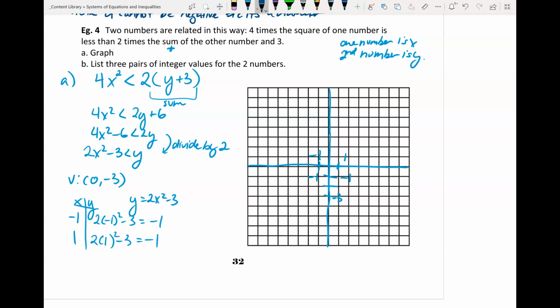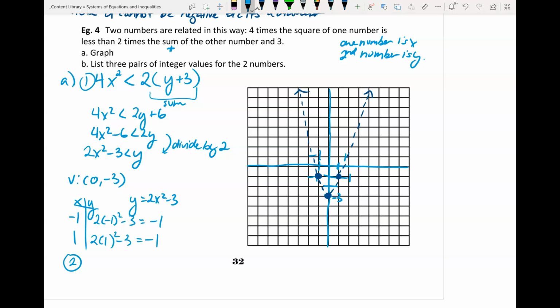So our first point is at 0, -3. Then we have a point at -1, -1, and 1, -1. I'm going to connect these points using a dotted line because you have a strictly smaller than, and then I'll extend it to the best of my ability. Here we go. Now the next part, step 2, this was step 1.